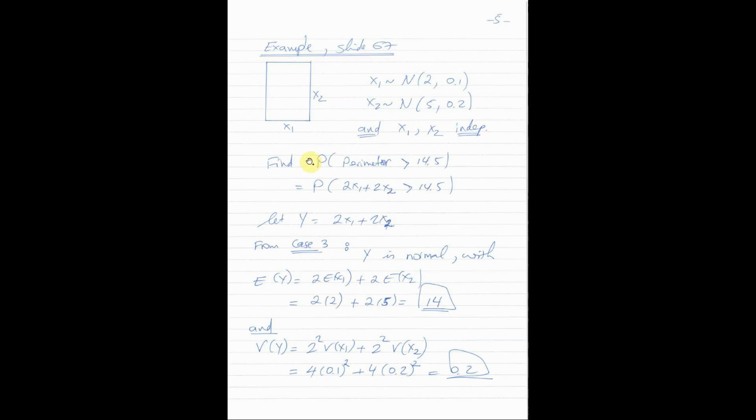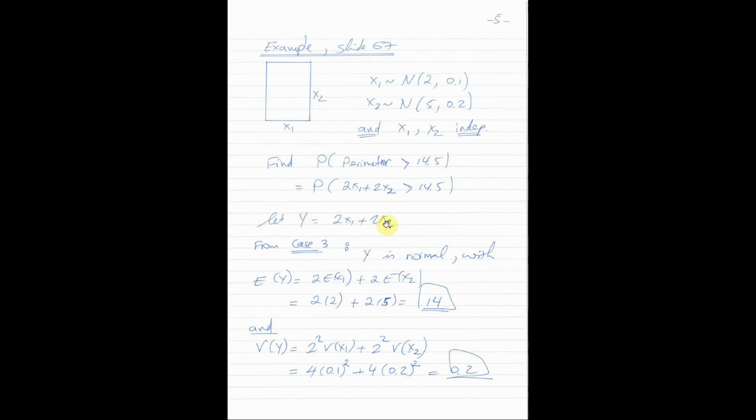So we would like to find this probability that the perimeter is greater than 14.5. Obviously, what is the perimeter in terms of x1 and x2? From simple geometry, the perimeter is 2x1 plus 2x2. So what we want to calculate is the probability that 2x1 plus 2x2 is greater than 14.5. To make things simple, let's just define y to be our new variable, which is equal to 2x1 plus 2x2.